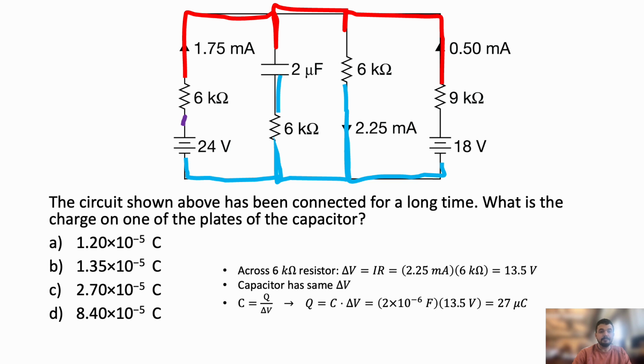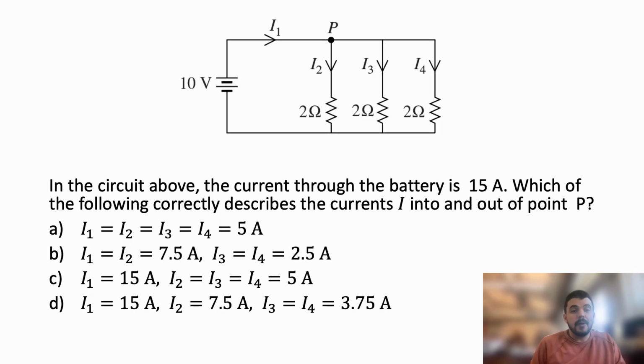Third example. In the circuit above, the current through the battery is 15 amps. Which of the following correctly describes the current I into and out of point P? So, this I1 is what they're saying. Think about it first. Giving answer in 3, 2, 1.